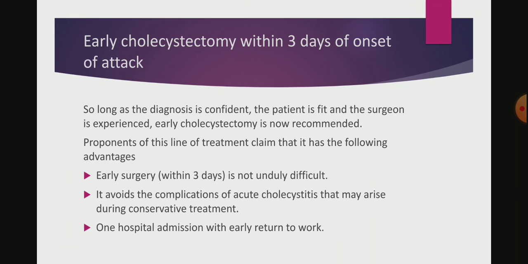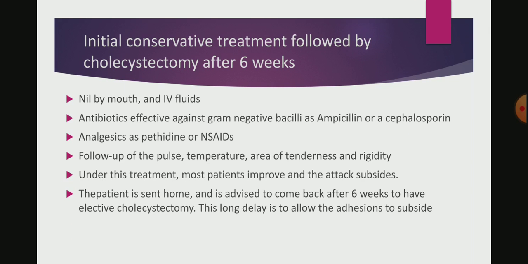If the patient comes to hospital after 3 days, here we go with the conservative treatment. Initial conservative treatment followed by cholecystectomy after 6 weeks. We put him nil per mouth and IV fluid, antibiotic against the gram-negative bacilli such as ampicillin or cephalosporin, analgesics such as pethidine or non-steroidal anti-inflammatory drugs, and avoid the use of morphine, because morphine can lead to contraction of the sphincter of Oddi.